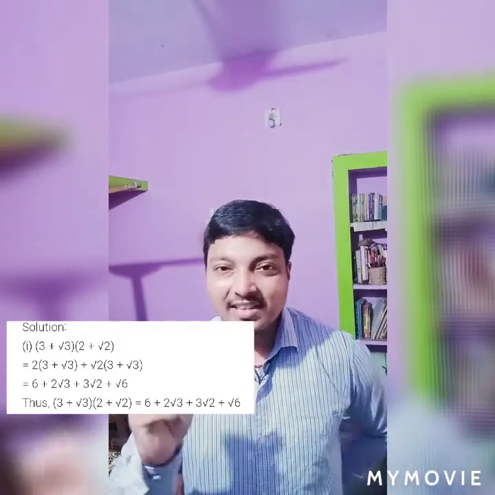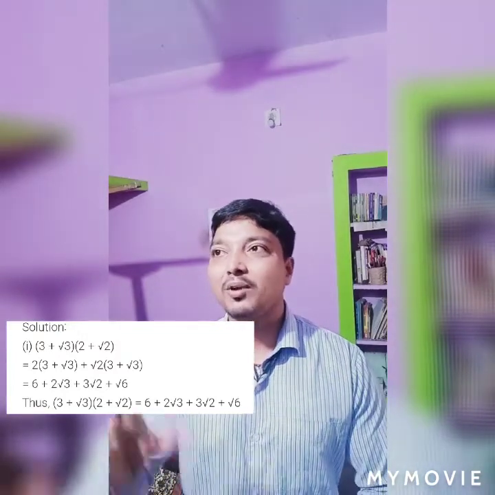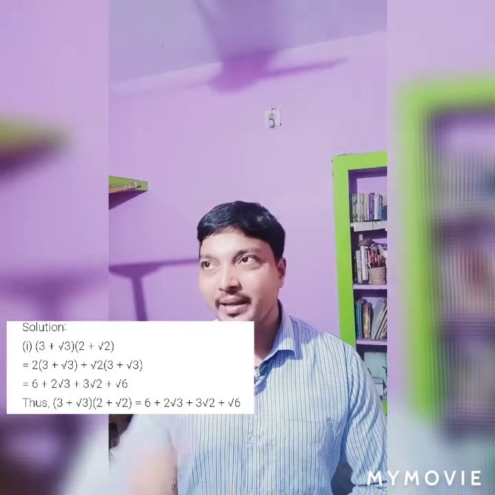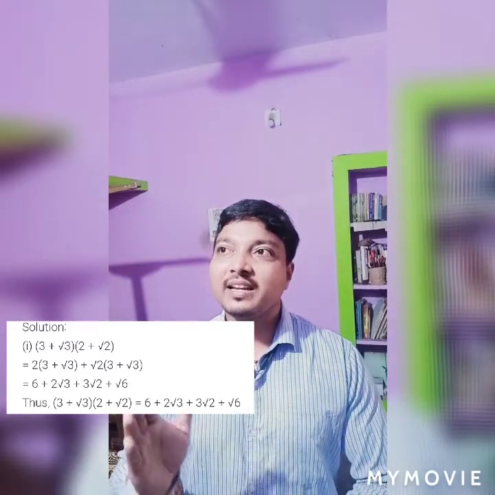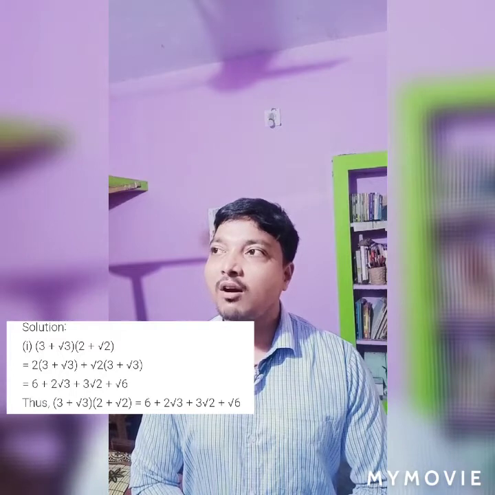So it means the first term of the binomial must be multiplied with the whole second binomial, and the second term of the binomial is also multiplied with the whole second binomial. So 3 must be multiplied with 2 plus root 2, and root 3 is also multiplied with 2 plus root 2. So multiplication should be distributed over addition in both the terms.